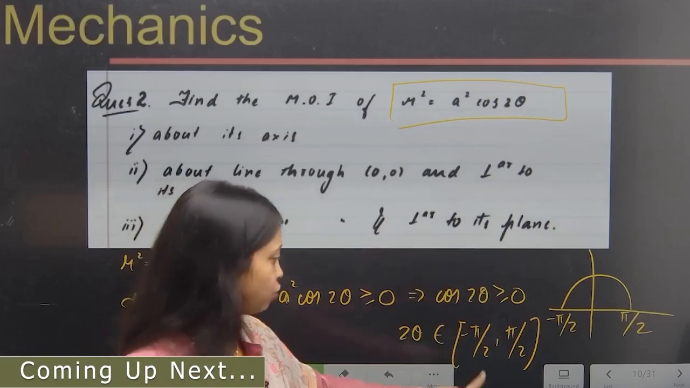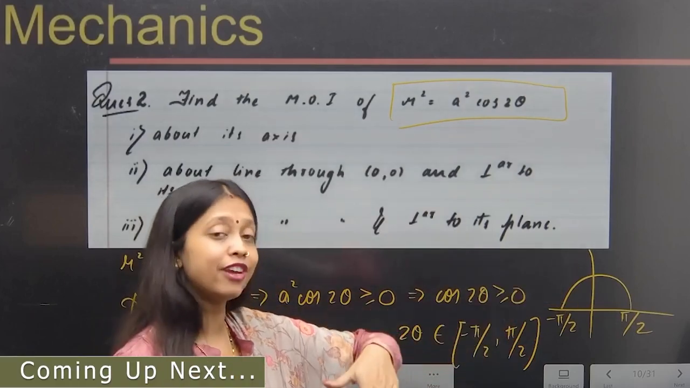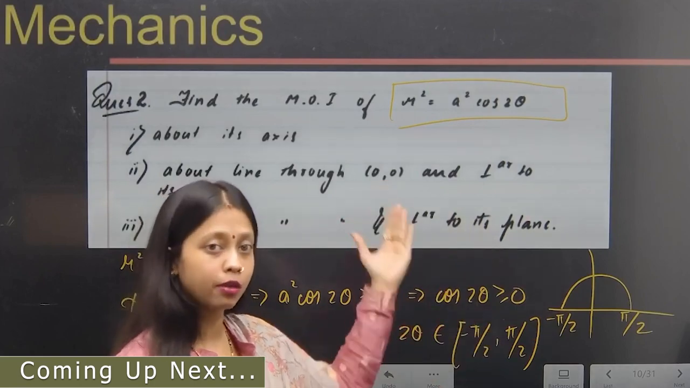pi minus pi by 2 to 2 pi plus pi by 2 as well. In fact, you can try for 4 pi, 6 pi, minus 2 pi and so on.